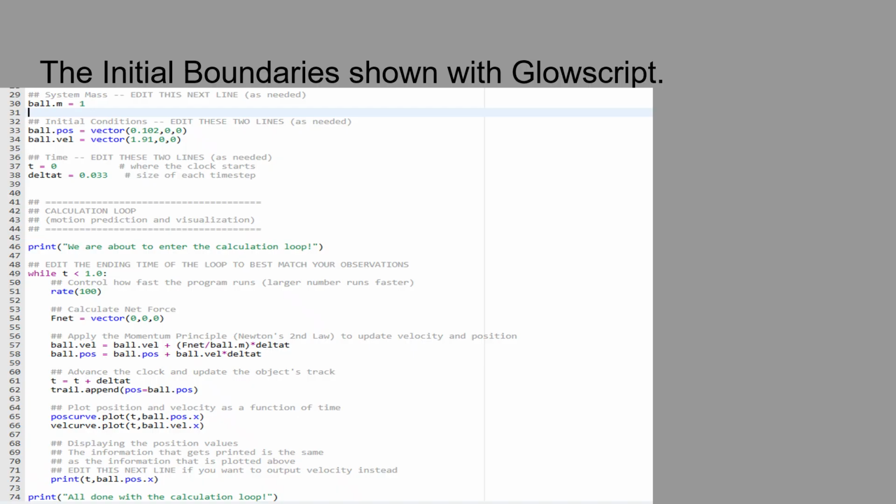These are what the initial boundaries would look like in GlowScript after we coded it in to get our predicted values. You can see that our mass is 1, though it doesn't matter for the sake of this lab. You can see that t started at 0, and delta t moves within the frame rate of the video being 30, so also 0.033. You can then see that our F net is 0 all around because we want net force to be 0 for constant velocity. You can see our position update formula over here as well.